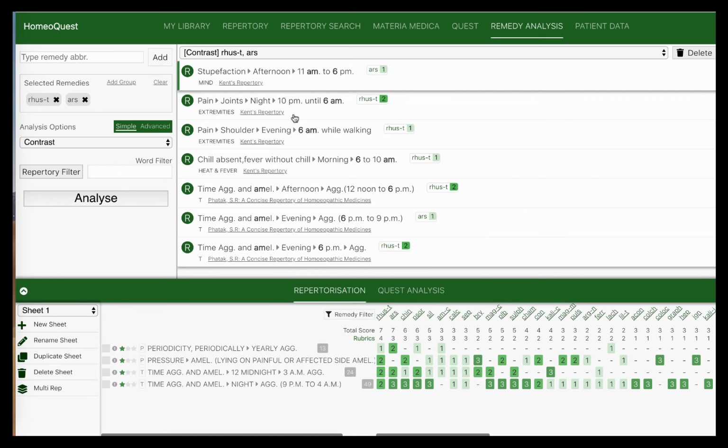Rhus tox has an aggravation on pain joints night 6 a.m. in Kent's repertory. Again, pain shoulders evening to 6 a.m. So again, it's an interesting rubric there. Chills morning 6 to 10 a.m. So what you see is Rhus tox, and then you have the PMs, which we don't want. So what you see is Rhus tox dominates.